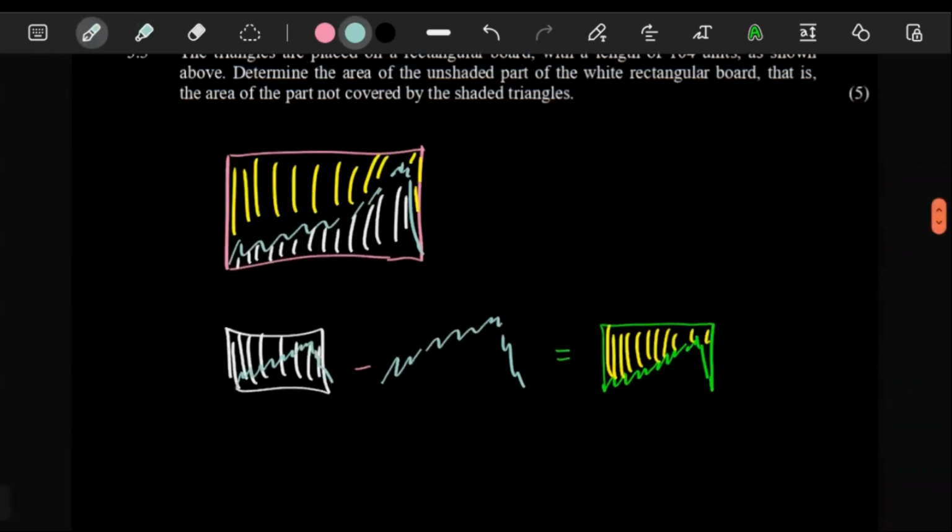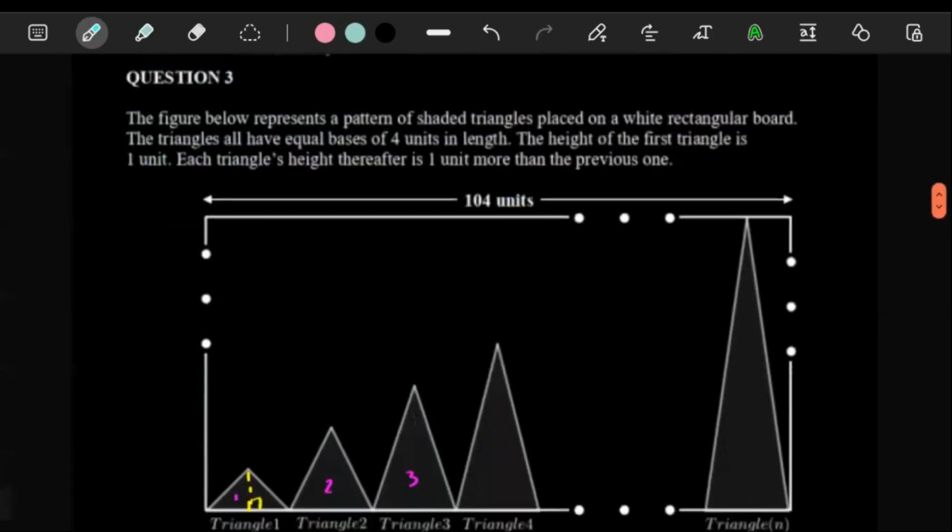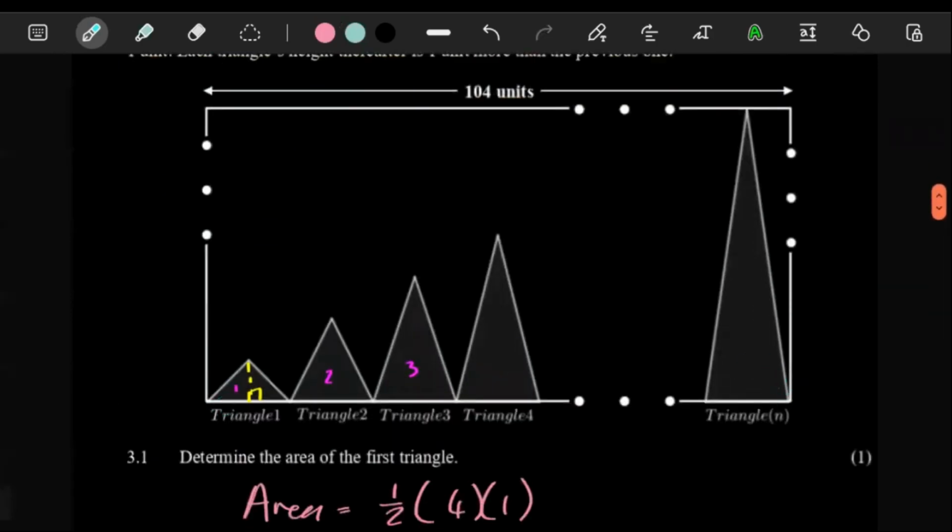So to do that, the area of the rectangle is easy. Let's get that first. The area of the rectangle, from here all the way to the end there, they told us it's 104. So for us to work out this distance here, we have to know how many triangles we have. As long as we know the number of triangles, we will automatically know what this height is, because remember we already saw that the height of each triangle gives us the position of that triangle. So our job here is not difficult at all.